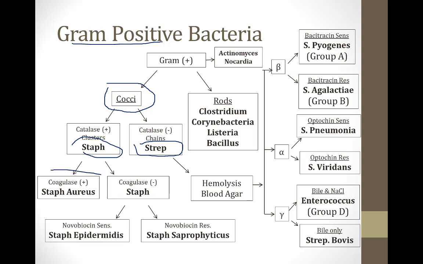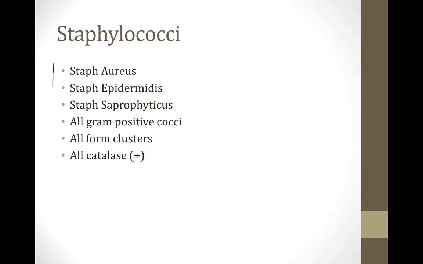The most important staph is Staph aureus. It causes a lot of disease, and then there are two less important staph, which we'll also talk about, Staph epidermidis and Staph saprophyticus. So in this slide, I've summarized the names of the three staph groups that you need to know, and as I said before, they're all gram-positive cocci. Also recall that they all form clusters, and also recall that they are all catalase positive. That's what makes them staph and differentiates them from strep.